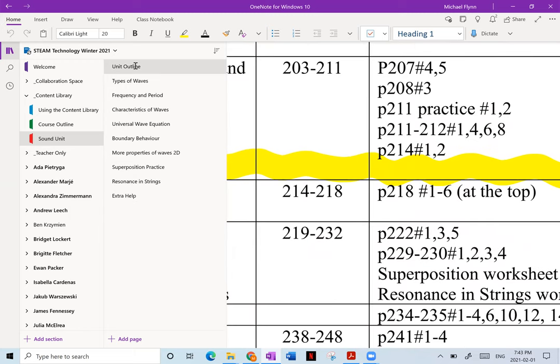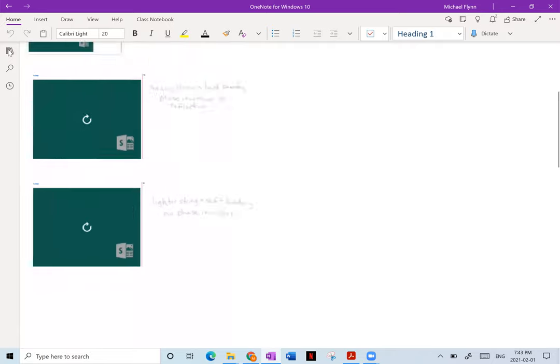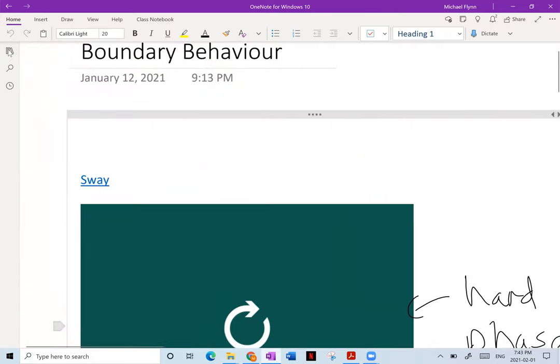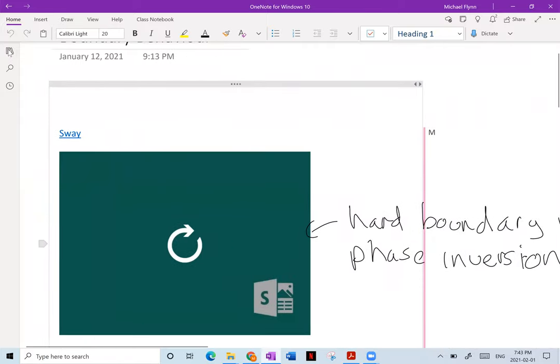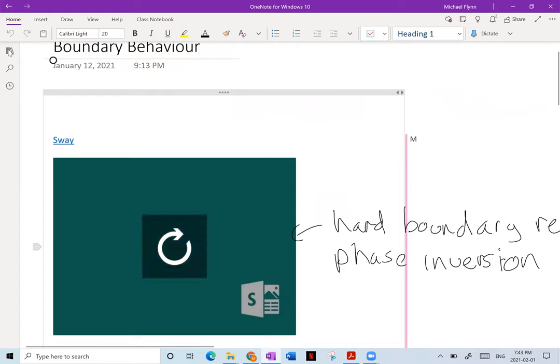Okay, so page 214, we'll get to that in a second. Before we get to it, let me show you something. Here in OneNote, there's something about waves called boundary behavior. What happens when waves hit a boundary? I'm going to show you a couple of animations. Let's start with this one here.